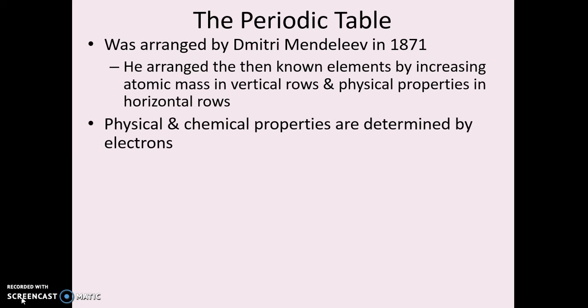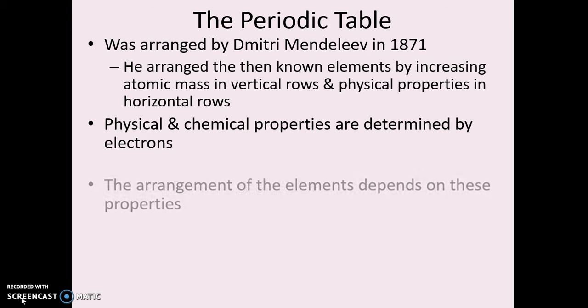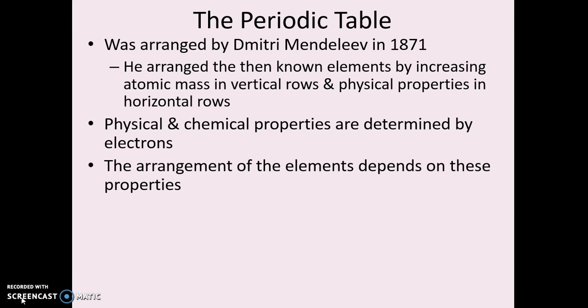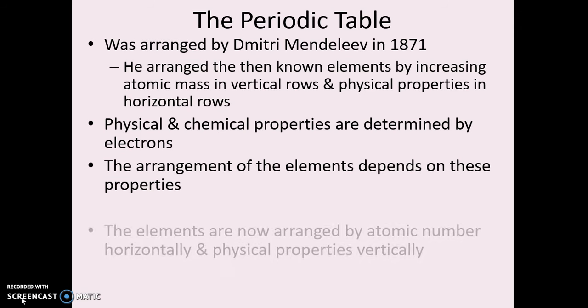Physical and chemical properties for an element are determined by the electrons that an element has. Those electrons are going to behave differently between different elements. And the arrangement of the elements on the periodic table depends on these properties, their physical and chemical properties. So they're going to be similar in their groups.